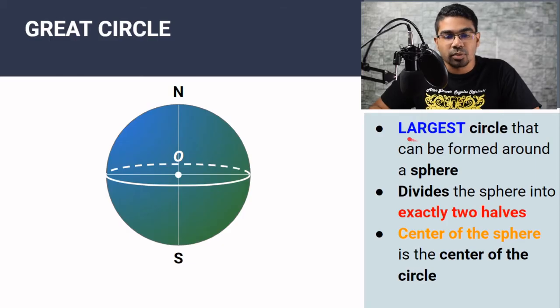Just a quick recap on what a great circle is. A great circle is the largest circle that can be formed around a sphere, like this one here. The center of the great circle will be the center of the sphere, and this great circle will divide the sphere into exactly two halves.